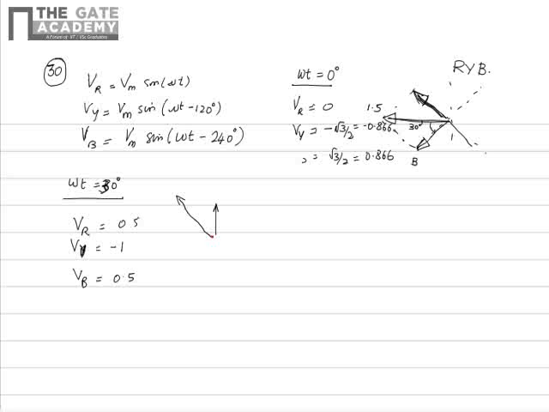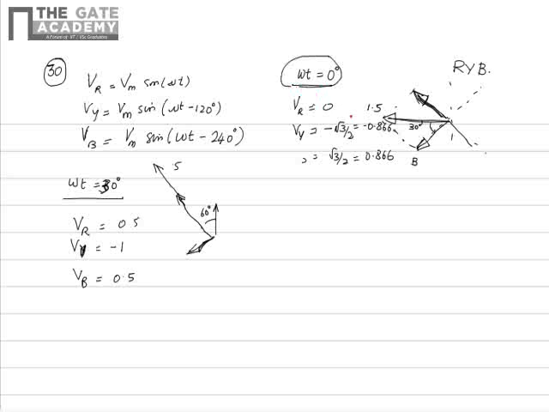You can note that I have drawn the length of the vectors corresponding to the magnitude of the vectors of Vr, Vy and Vb, and Vb here is plus 0.5. So this is Vb. Now when you take the resultant of these three, it will have 1.5 times the magnitude, and it will be in the direction of minus Vy. You can see the resultant vector has rotated by 30 degrees in the positive direction from when omega t was 0.